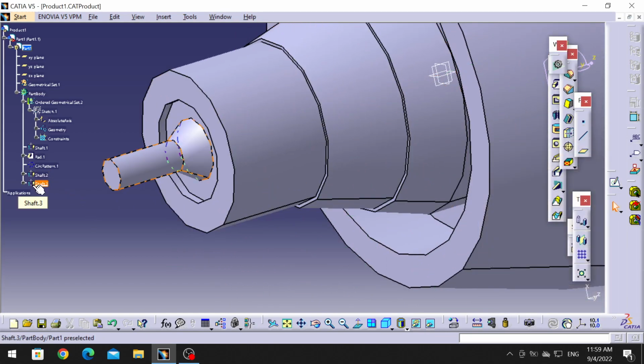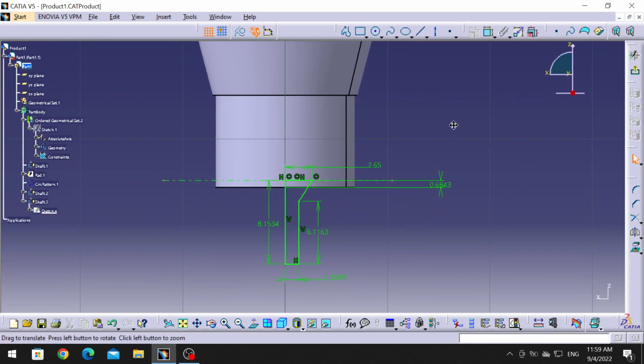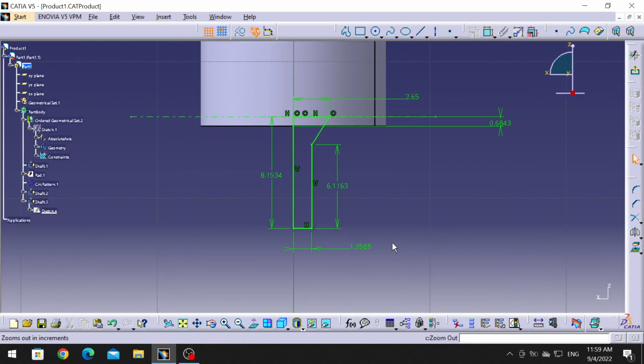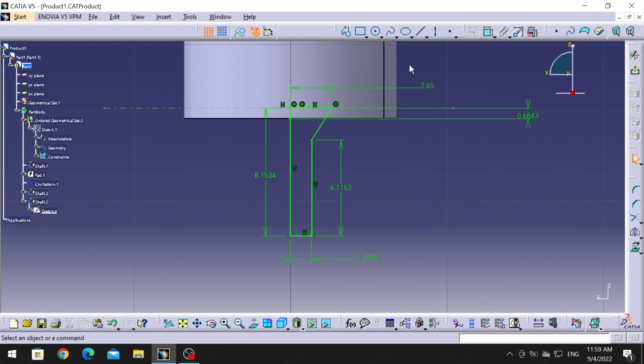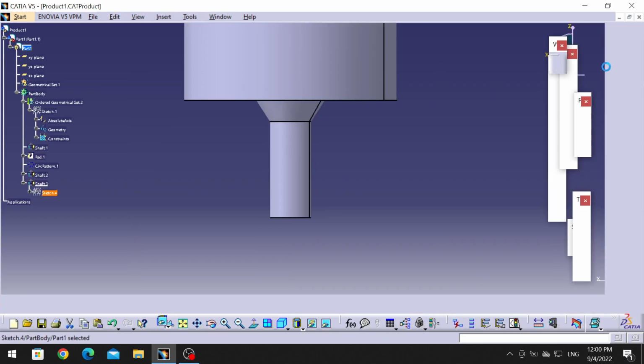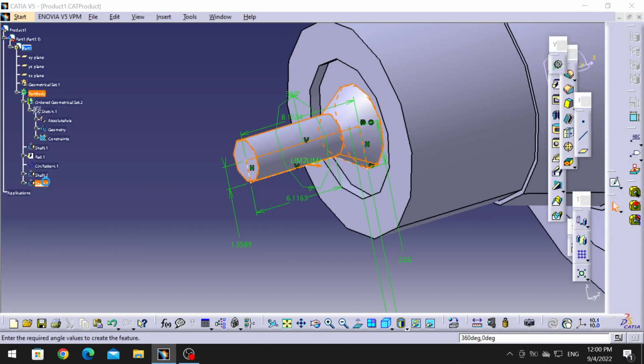And then lastly for the exhaust plug, I did the sketch over here. As it could be observed, these are the dimensions. And after that is completed, you can finally do the shaft for the final part.